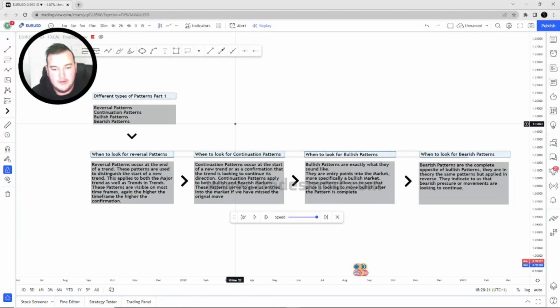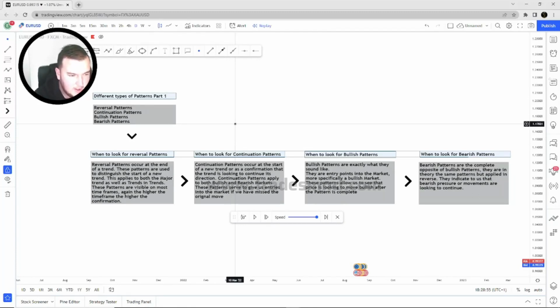Alright, so we have here when to look for reversal patterns. Again, the reason I'm not saying what a reversal pattern is, but rather when to look for a reversal pattern, is because this is very important. Reversal patterns occur at the end of a trend. Do you see why it combines? You can't find a reversal pattern if you've analyzed and it's the start of a new trend. That contradicts one another. These patterns are used to distinguish the start of a new trend. This applies to both a major trend as well as trends within trends. These patterns are visible on most time frames. Again, the higher the time frame, the higher the confirmation.